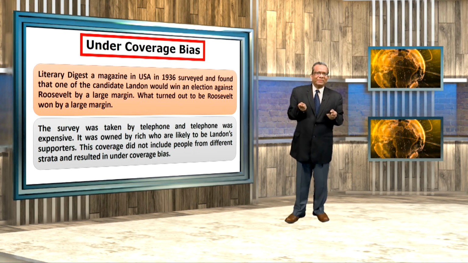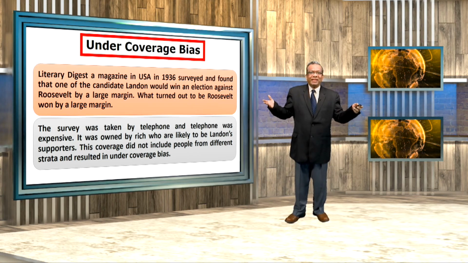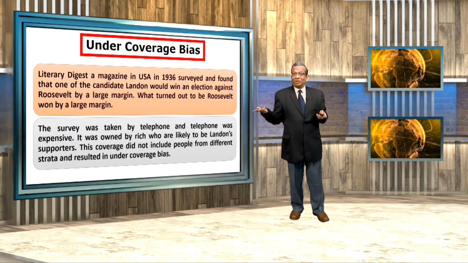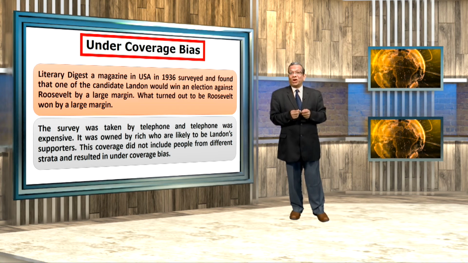Many a times, we may get the results from only some people. For example, if you do an internet survey on Facebook in our country, you may not be reaching almost all the people in India. There are a large number of people who may not have Facebook or any other social media. Therefore, undercoverage bias is a very important aspect to be taken into account while selecting samples.